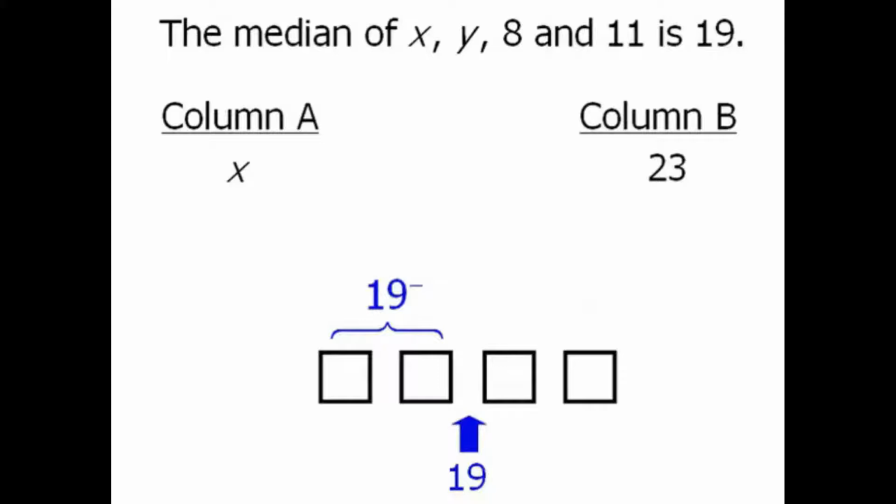Now, since 2 of our numbers must be less than 19, we now know that 8 and 11 can be placed right here. Now let's find the value of this number.